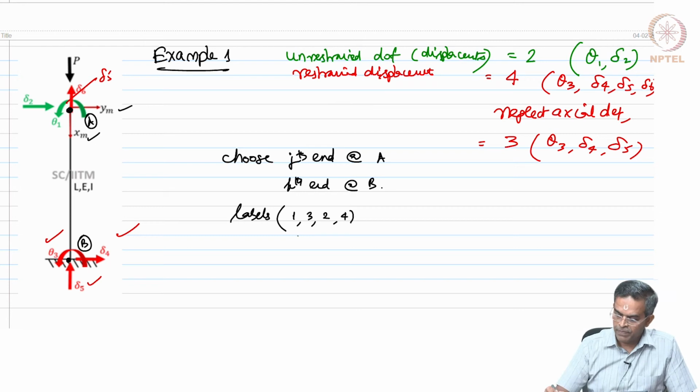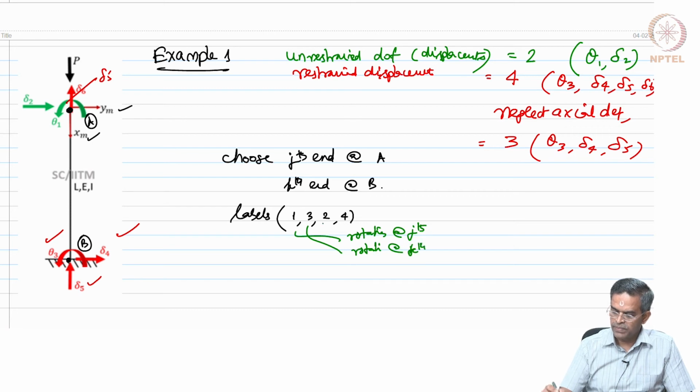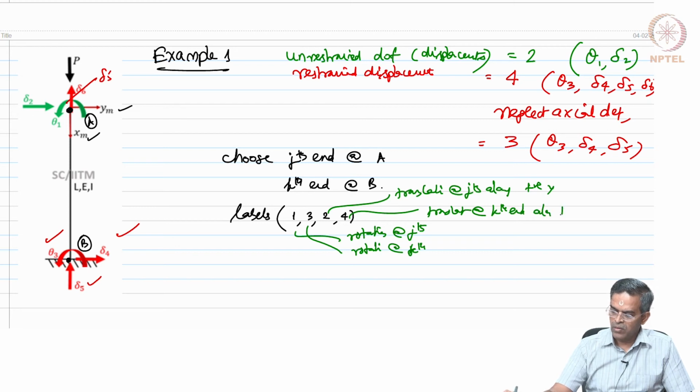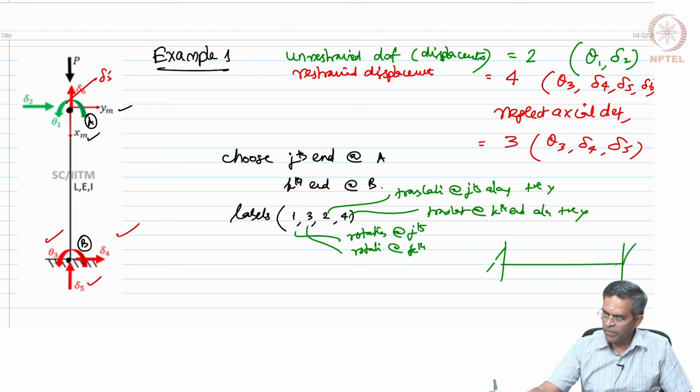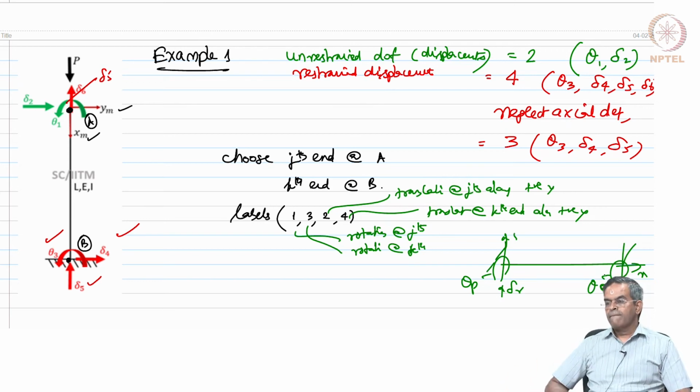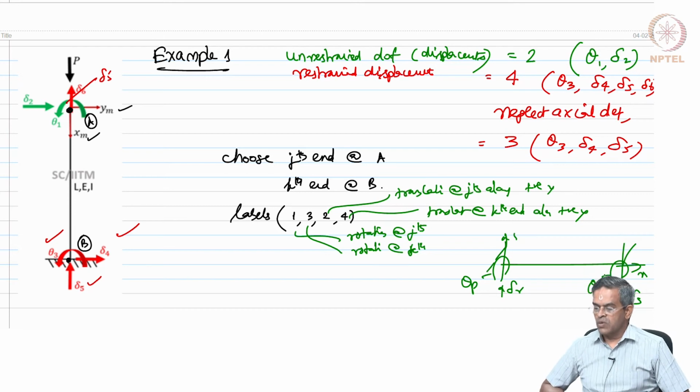How do we do that? I repeat again. Rotation at jth end, rotation at kth end, translation at jth end along positive y, translation at kth end along positive y. That is standard, no? See, look at the fixed beam. This is xm, this is ym, theta p, theta q, del r and del s, is it not? So, p corresponds to rotation at jth end, q corresponds to rotation at kth end, r corresponds to translation at jth end along positive y, and s is at the kth end. So, same logic here.